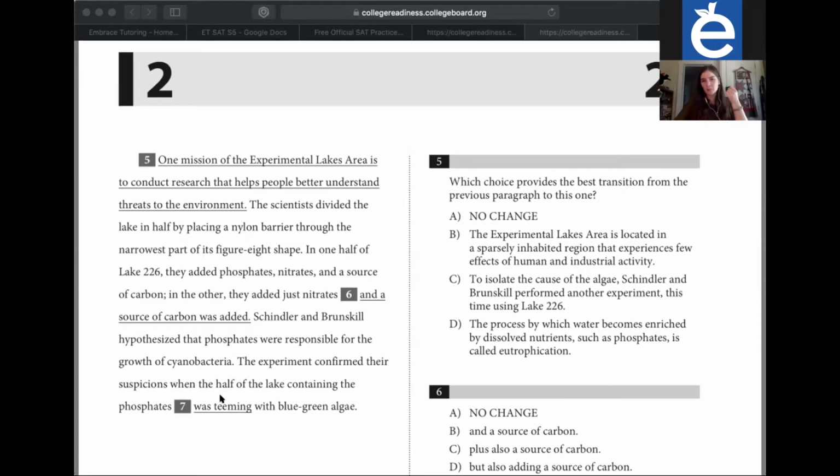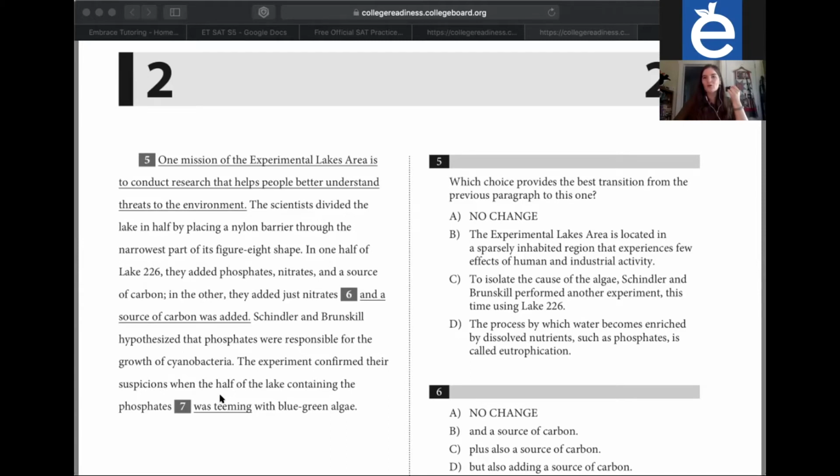They're not appropriate. So by deduction, you are left with C, which says, to isolate the cause of the algae, Schindler and Brunskill performed another experiment, this time using Lake 226.